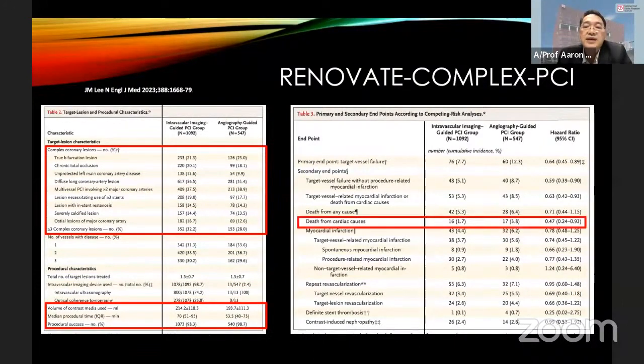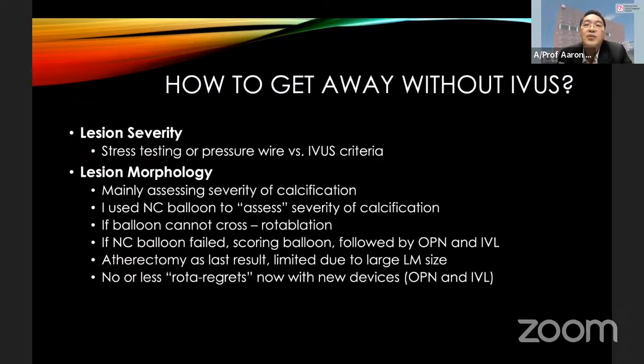But it does show that there is some benefit in this case, sort of death from cardiac cause. With the rest, there's no significant benefit. So how to get away, not with murder, but without IVUS?